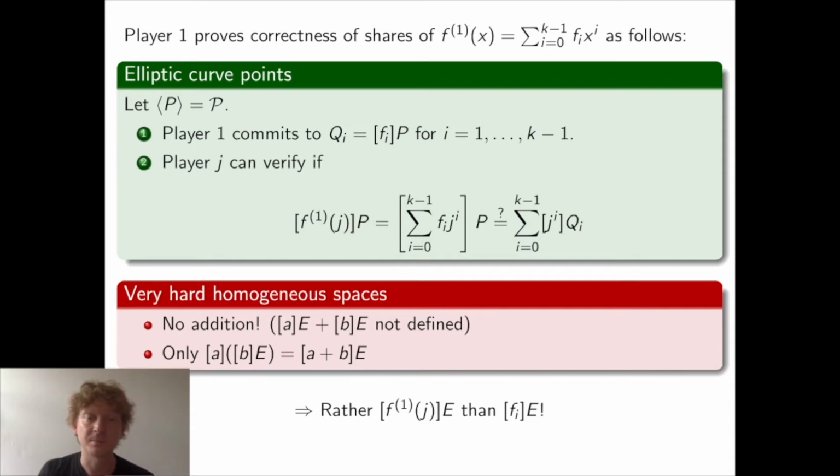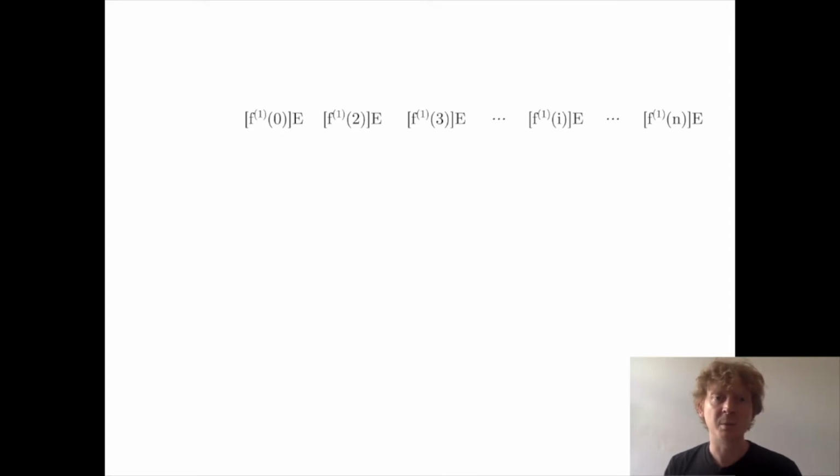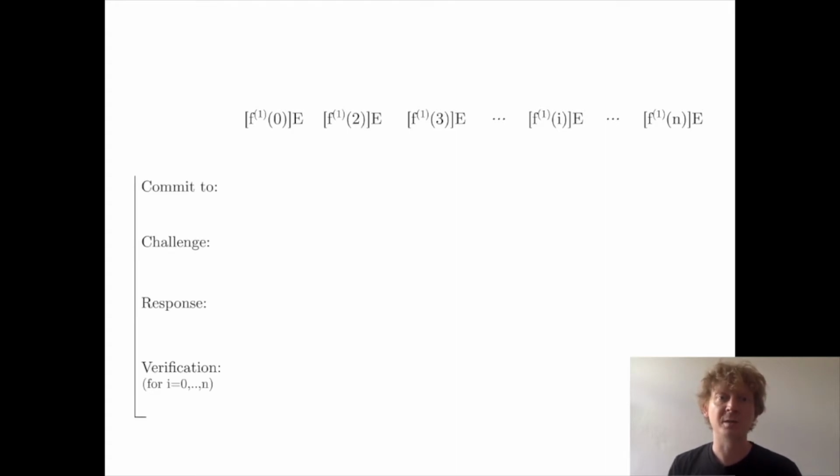The idea behind piecewise verifiable proofs is that the prover, in this case player 1, wants to prove correctness for each of the polynomial evaluations of its polynomial f1 at all the player positions 1 through n, and also at 0. Note that we can omit the evaluation at 1 since this is player 1's own position. So the naive idea is to simply commit to all of these values by letting them act upon an element E of our set, and then to use the sigma protocol to prove that all of these elements are indeed evaluations of the same polynomial.